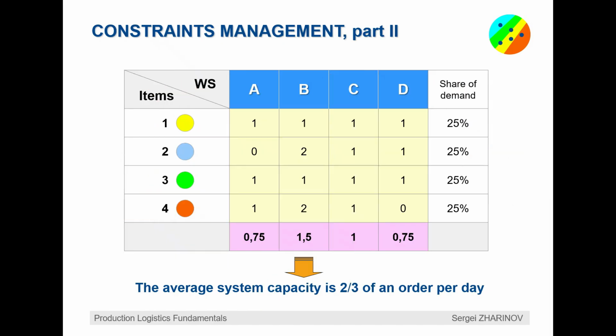From the table shown, it obviously follows that for any demand structure in which the share of the second and/or fourth product is greater than 0, resource B remains the only capacity constraint for the system and determines its overall performance. As for the second question, part of the answer has already been given earlier.